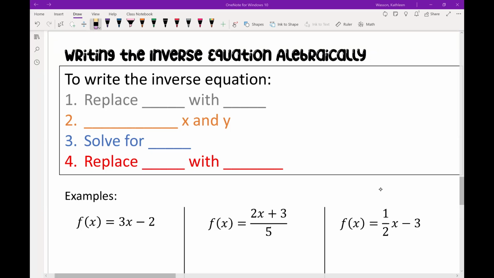To write the inverse equation using algebra instead of graphing, we first remove the function notation. So step one is to replace f of x with y. Then you swap x and y. They trade places. And you solve for y. Once you've solved for y, then you replace y with inverse notation, inverse of f of x. I have 3 examples to work with you.